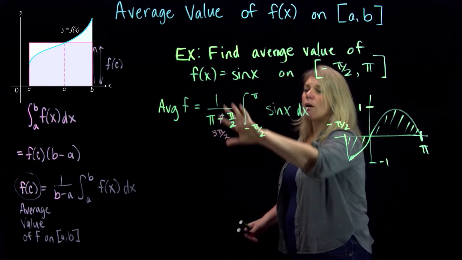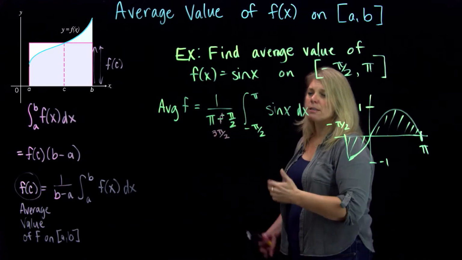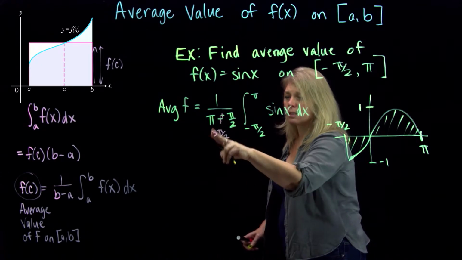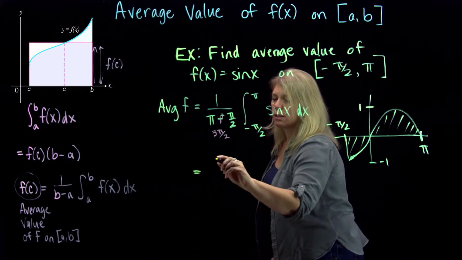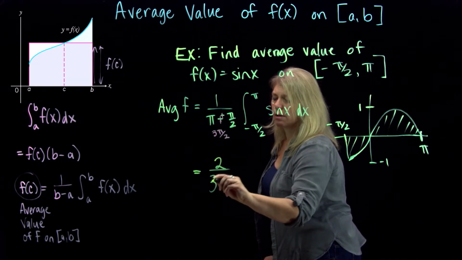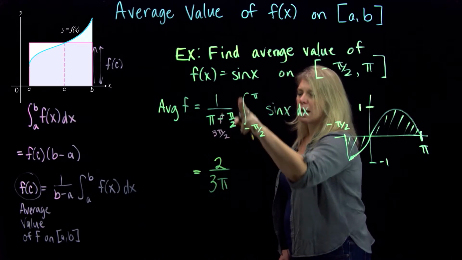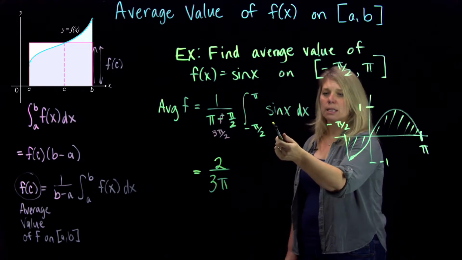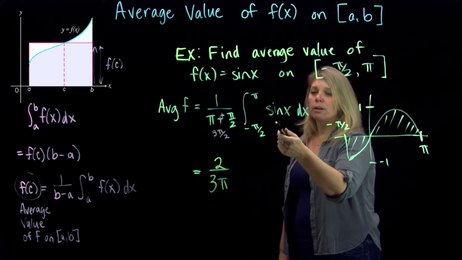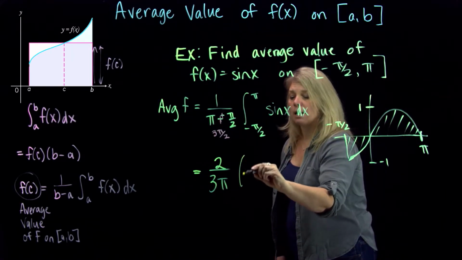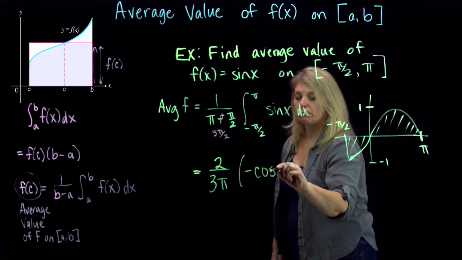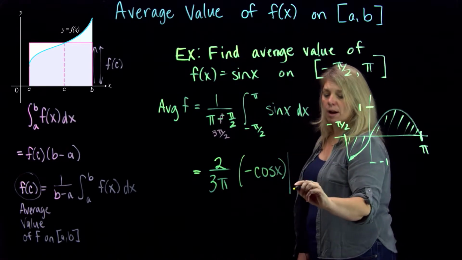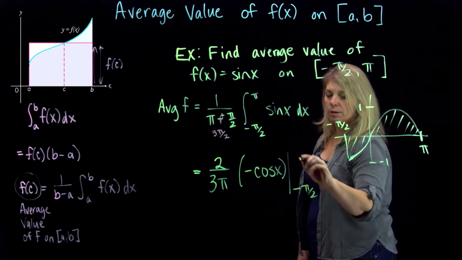Since I have 1 over that fraction out front, instead of writing it as 1 over a fraction, I'm just going to write out front the reciprocal of this fraction. So we will have 2 over 3 pi. Okay, so that's my expression out front, my 1 over b minus a. And then here I need to evaluate this integral. So antiderivative of sine is negative cosine. And then I'm going to have that function evaluated from negative pi over 2 to pi.